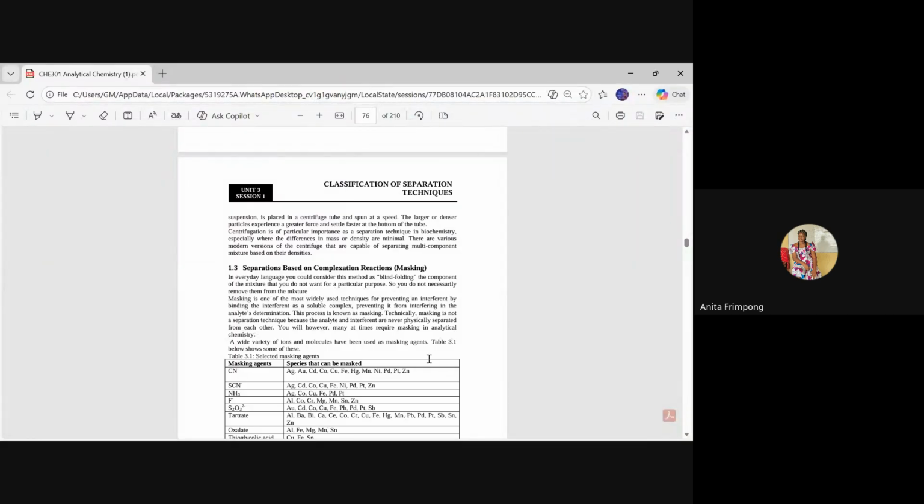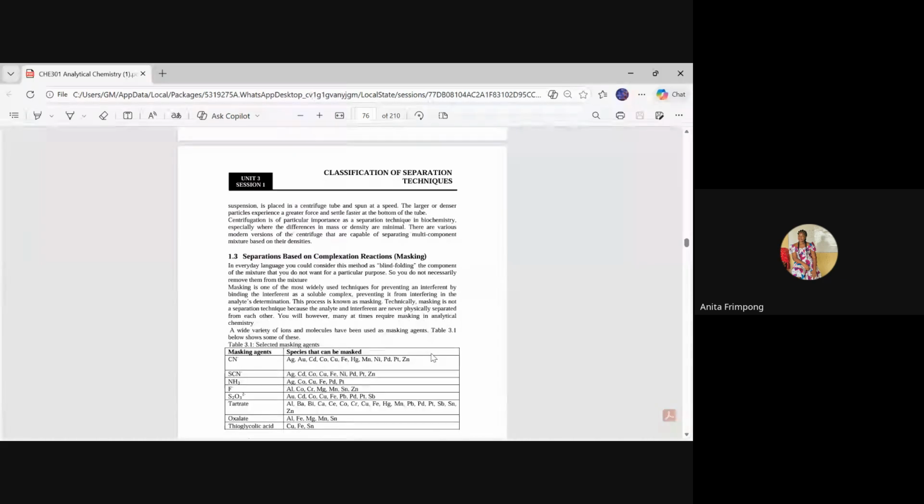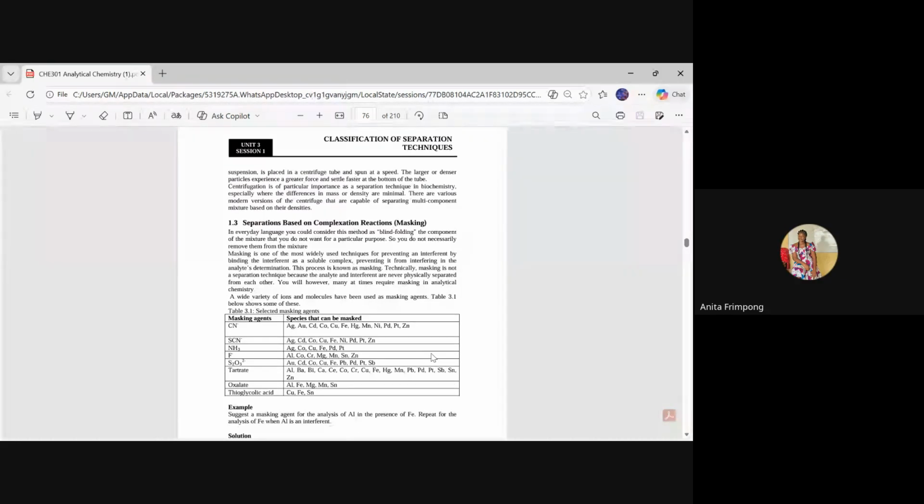Separations based on complexation reactions, that's masking.